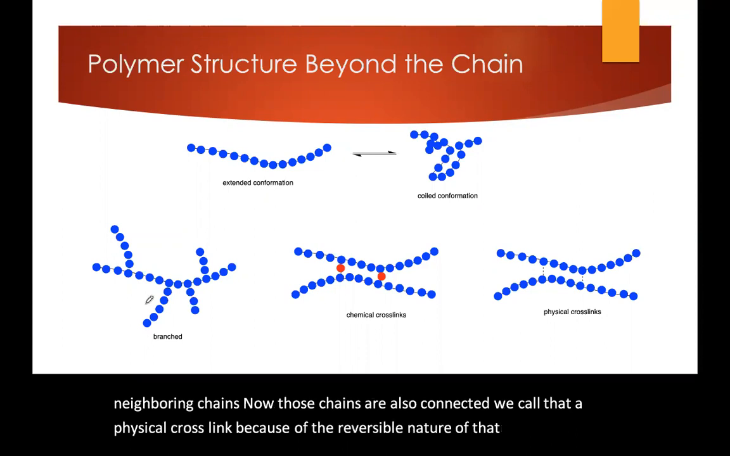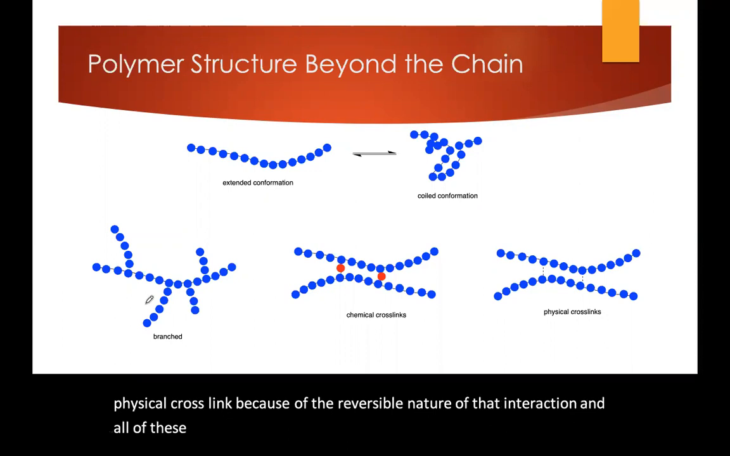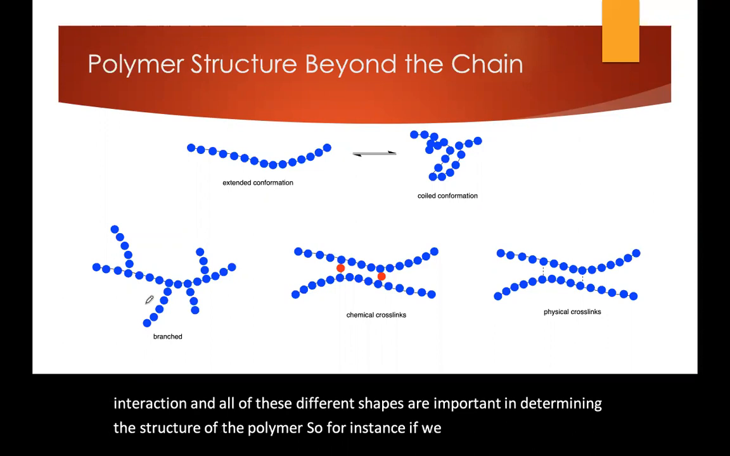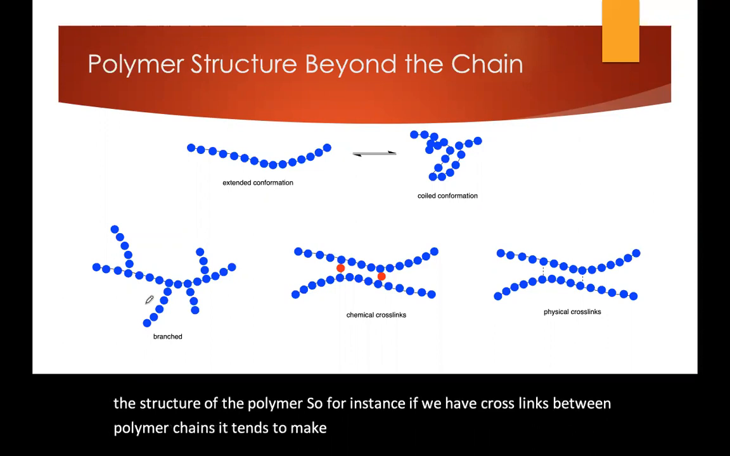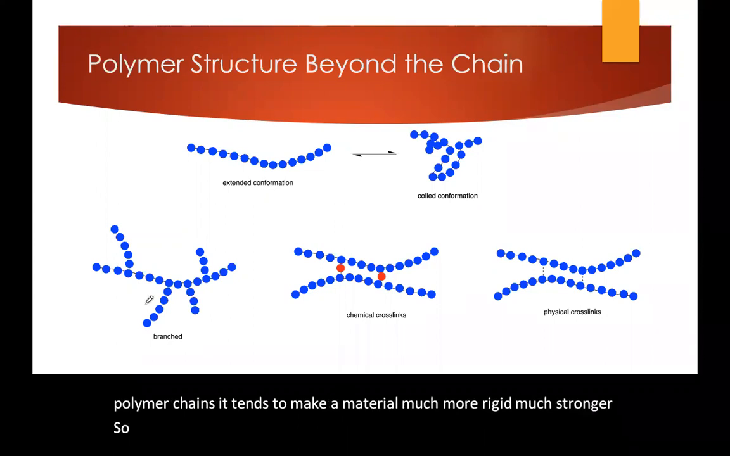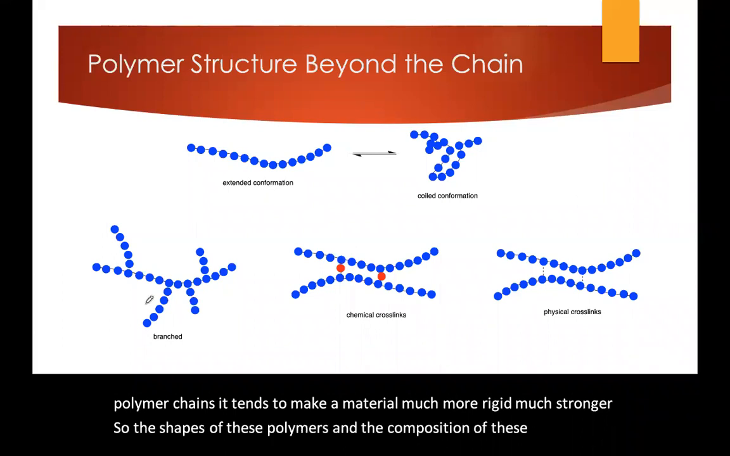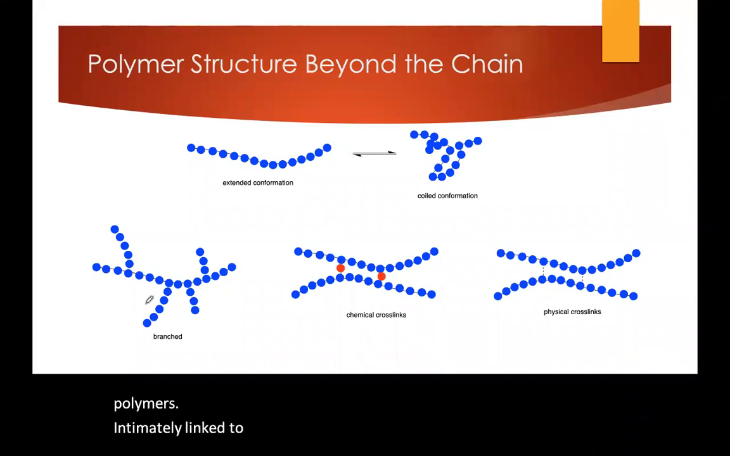And all of these different shapes are important in determining the structure of the polymer. So for instance, if we have crosslinks between polymer chains, it tends to make a material much more rigid, much stronger. So the shapes of these polymers and the composition of these polymers are intimately linked to their properties and what the polymers can be used for.